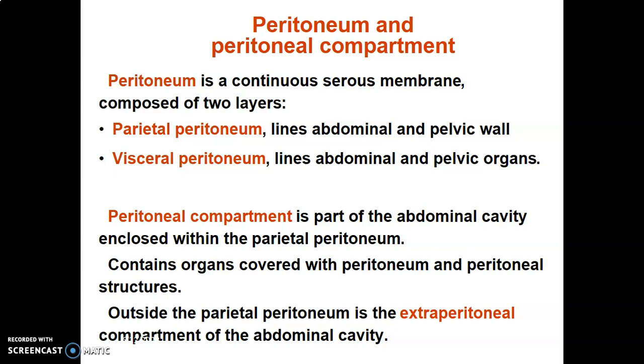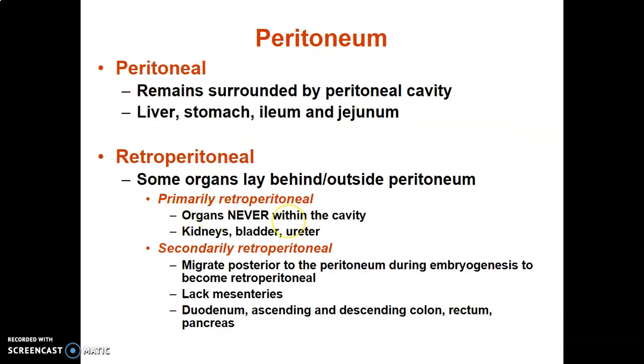So the peritoneal compartments are within the abdominal cavity and they are enclosed by parietal peritoneum. So you have organs that are covered with peritoneum and other peritoneal structures. Those are peritoneal organs, and those organs that are outside the parietal peritoneum, that's what we refer to as extraperitoneal organs. They're within the extraperitoneal compartment of the abdominal cavity. So usually the peritoneum surrounds the space between the parietal and visceral peritoneum.